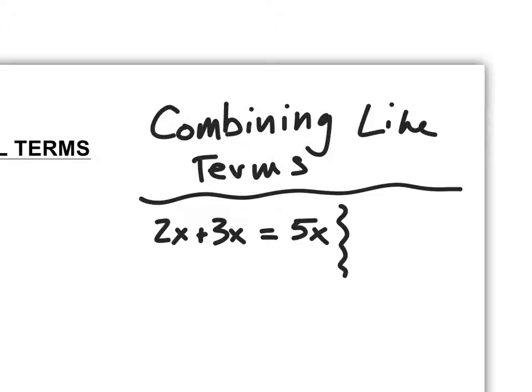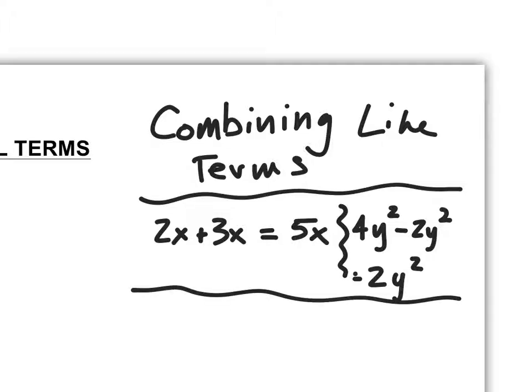Similarly, let's take 4y squared minus 3y, let's do minus 2y squared. Because we have the same variable raised to the same power, we can combine these. So 4 minus 2 gives me 2, so it equals 2y squared. So that's the idea. We're combining like terms.